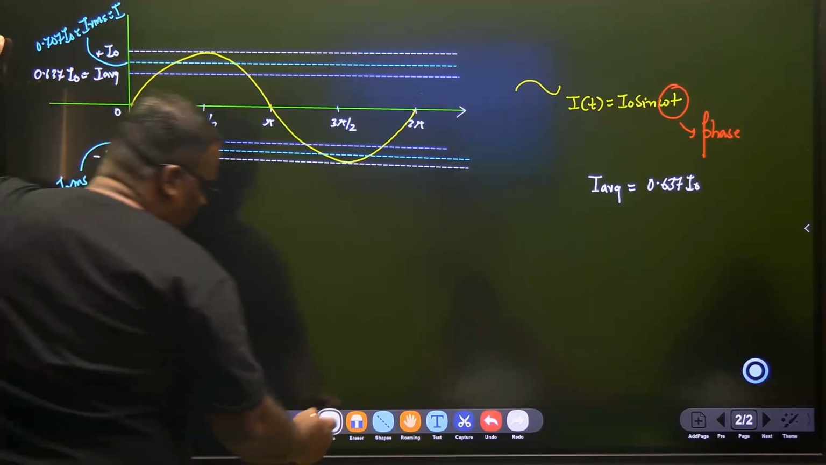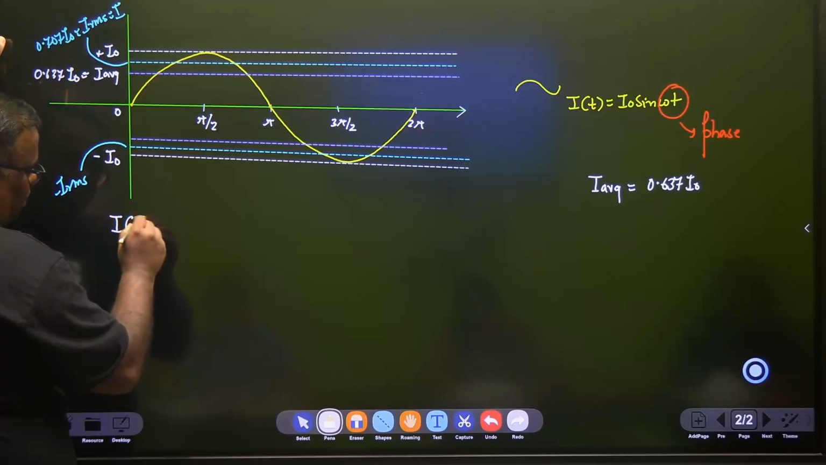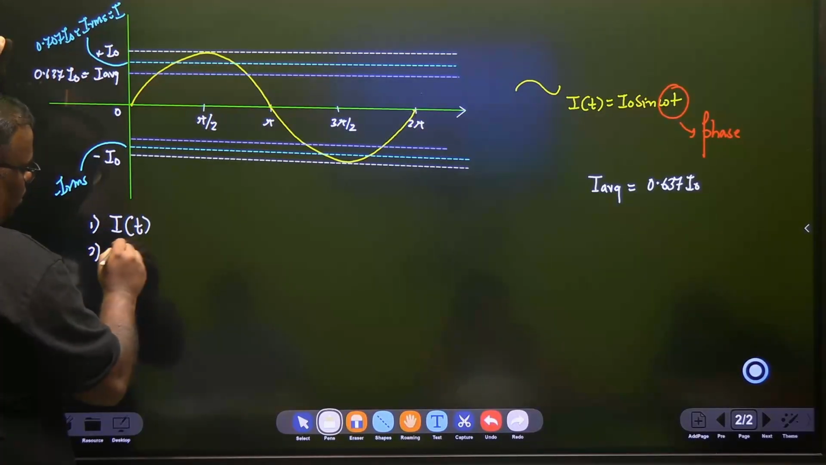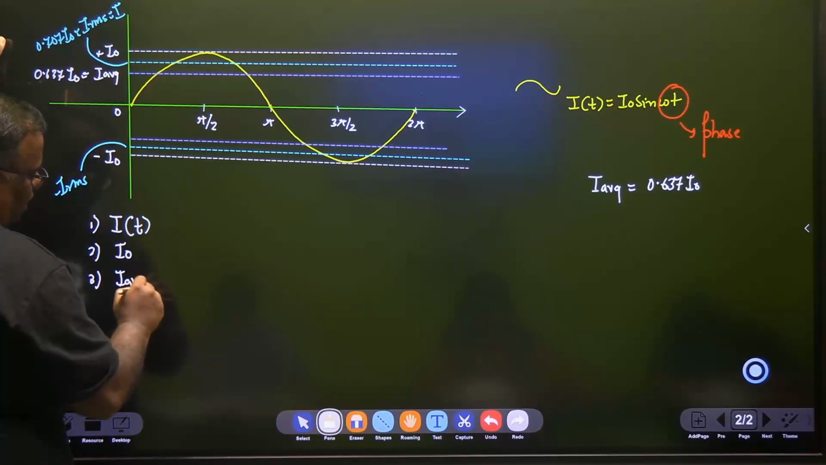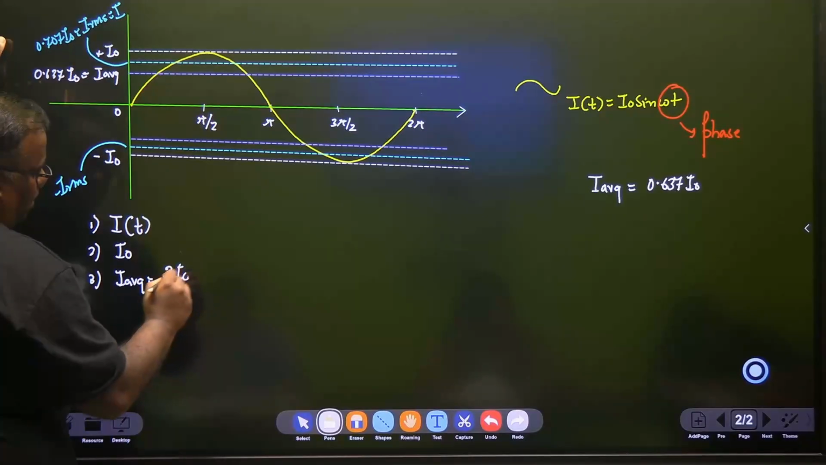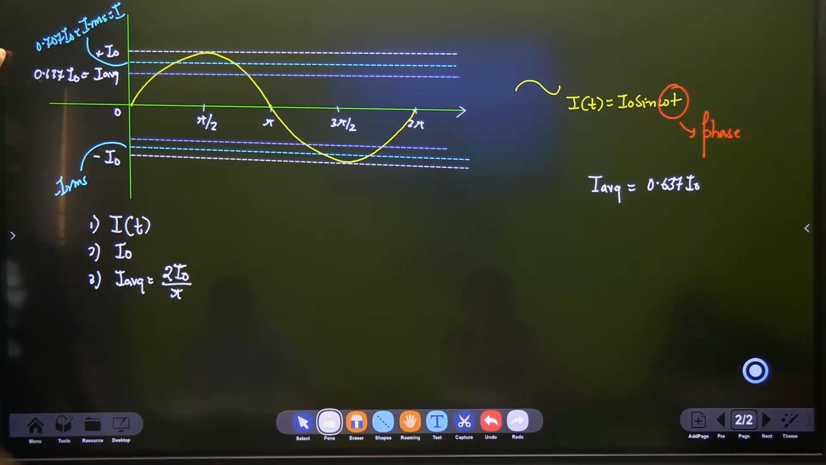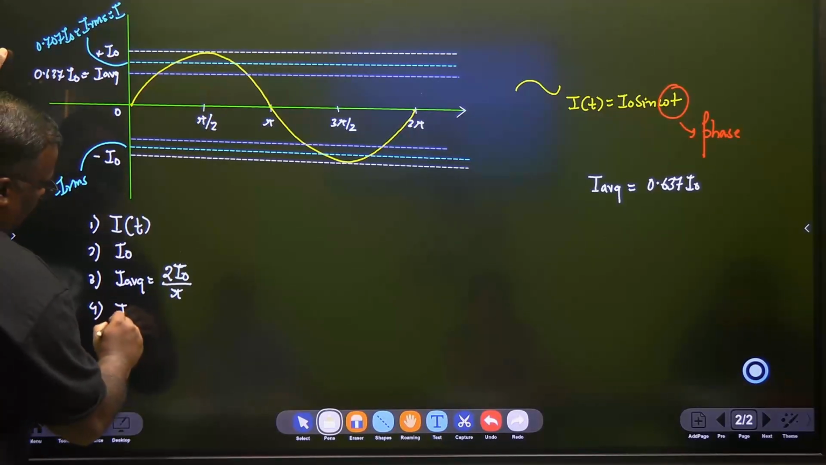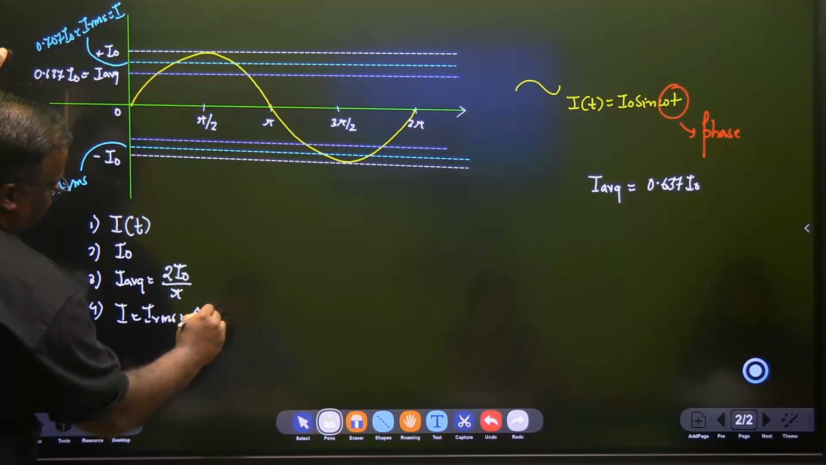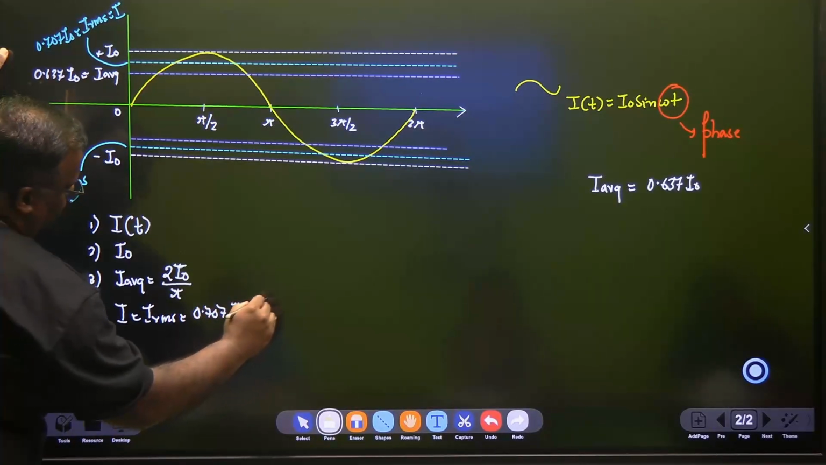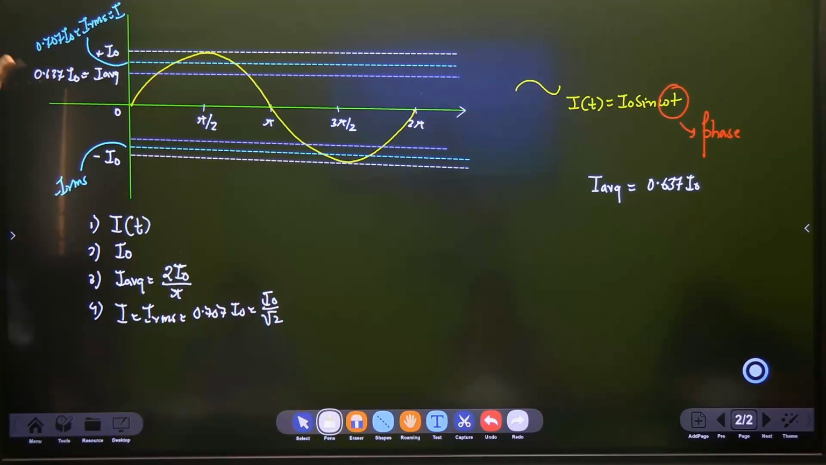So what is important for us so far? In AC, we have something called instantaneous current. Then we have the peak value of the current. Third, we have the average value of the current, which is given by 2 I naught by pi. Remember, it's 2 I naught by pi only when your signal is I naught sine omega t. And then you have IRMS, which we write as I, and this is given as 0.707 I naught, which is also equal to I naught by root 2. Now let us understand what all these mean for us.